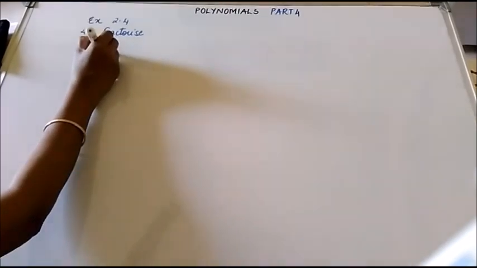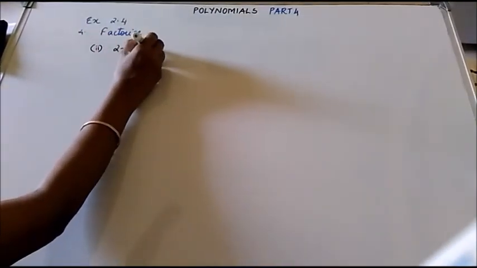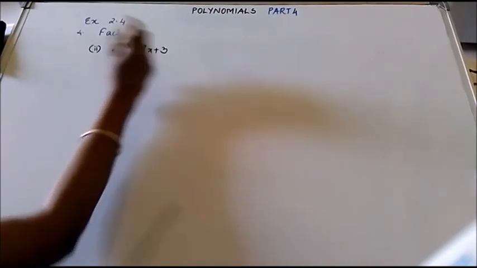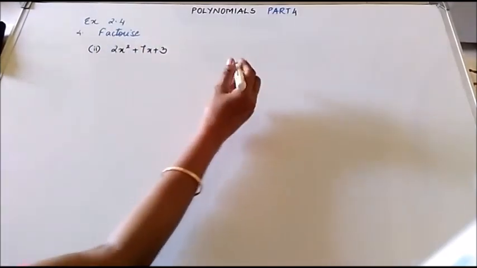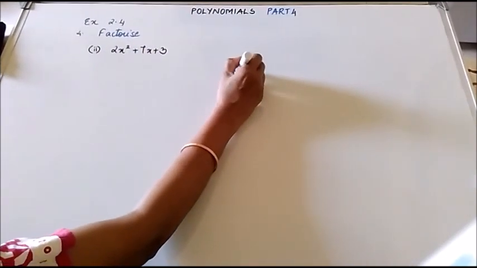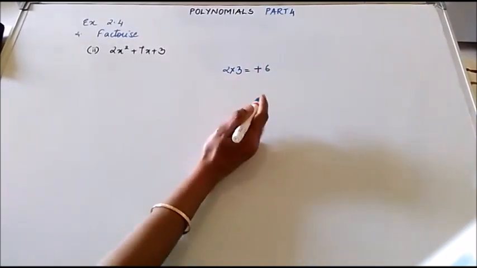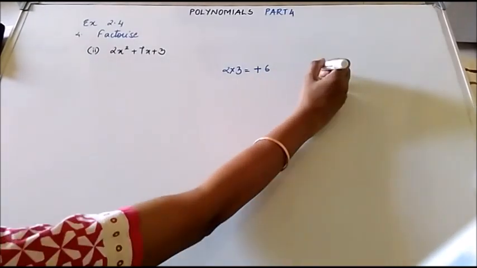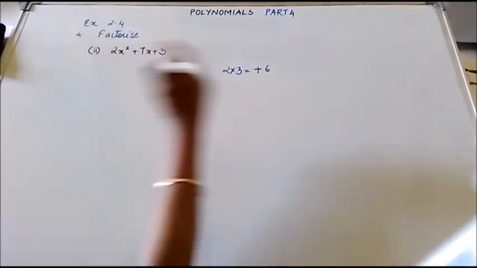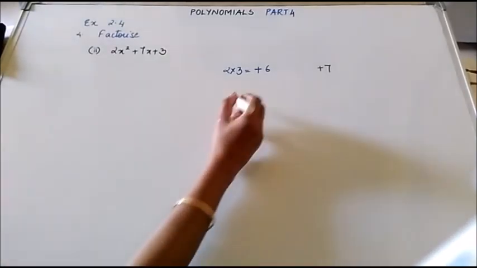Now in this, the second question is factorize 2x square plus 7x plus 3. What is the first thing that we have to do? Coefficient of the first term into the last term, that is 2 into 3 will give us plus 6. Plus 6 means we have to add the factors of 6 to get the coefficient of the middle term, that is plus 7. Okay, let us find the factors of plus 6.